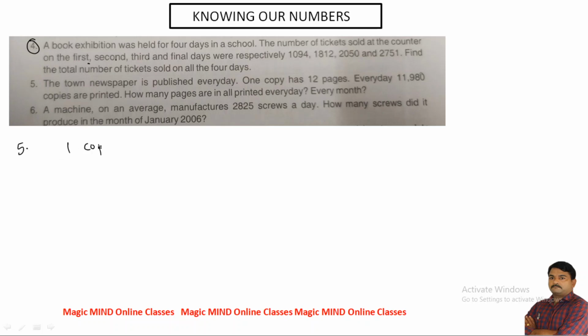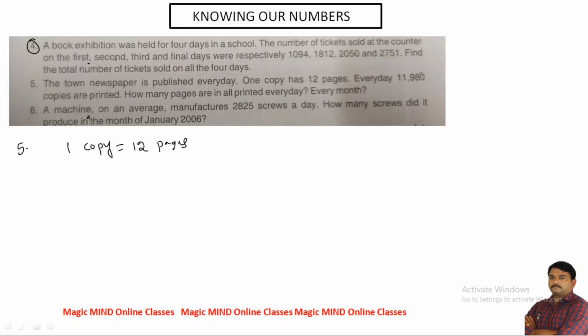So if you take only one copy, it has a total of how many pages? 12 pages. Okay, very good. One copy has 12 pages. Every day 11,980 copies are printed. Wow. Every day 11,980 copies are printed, and each copy has how many pages? 12 pages. Okay, how many pages are printed in all, every day and every month? Every day we have to find, every month we have to find.